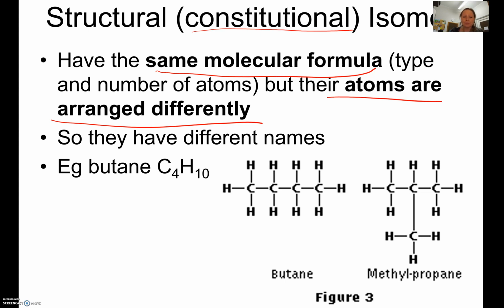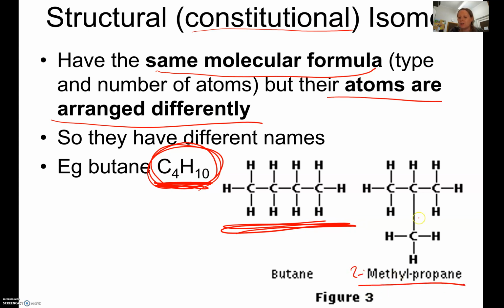So what does this mean? If you have this molecular formula, C4H10, and remember a molecular formula tells you the type of atoms present and the number of those atoms present. So in this structure there are 4 carbons and 10 hydrogens. Well, we could actually represent this in 2 different ways. It can either be butane, because that's got C4 and 10 H's, or it could be 2-methyl propane, because that's got 4 carbons and 10 hydrogens. And so these are called structural isomers because they have the same molecular formula, but they have different structures.